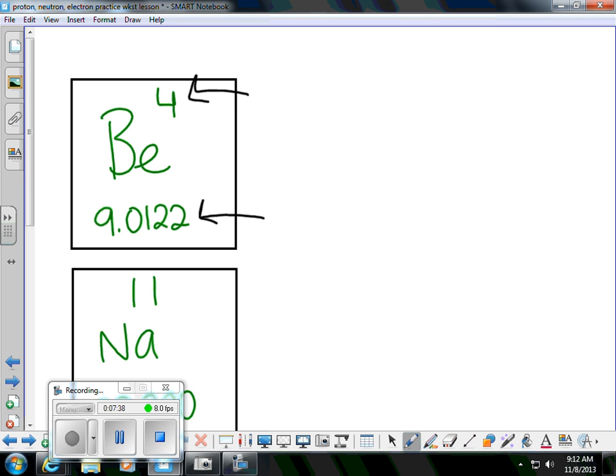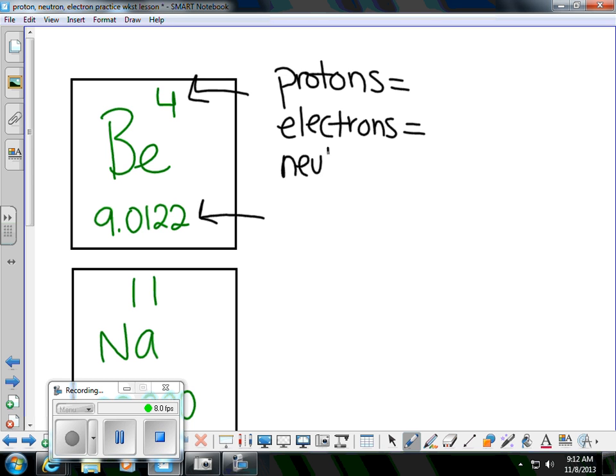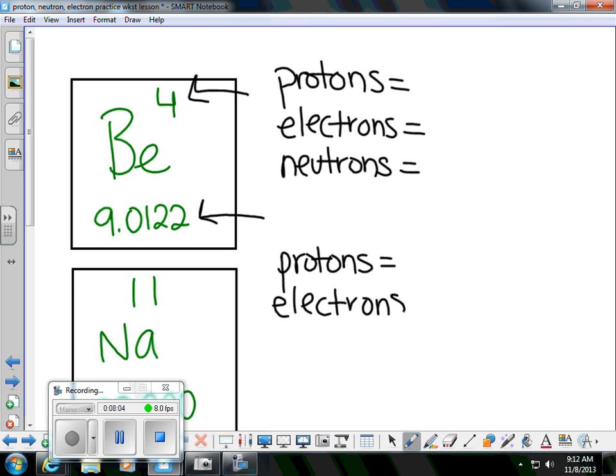Now, in order to find the number of protons, we look at the atomic number. So, I'm going to ask you to, on your paper, draw these out and answer how many of each we have. So, go ahead and do that on your paper now, and then we'll see how well you're doing. We'll do these two first.